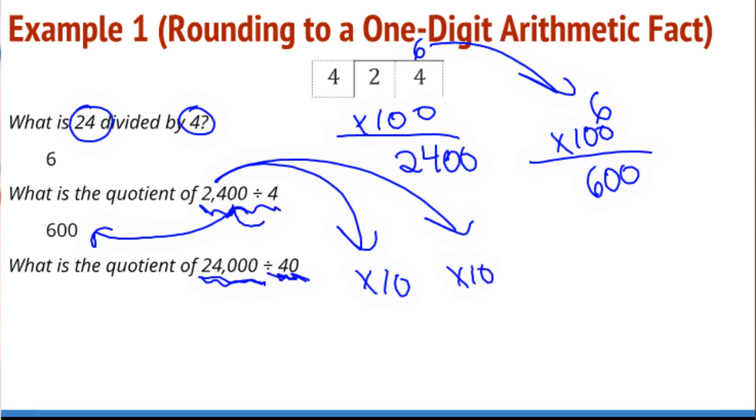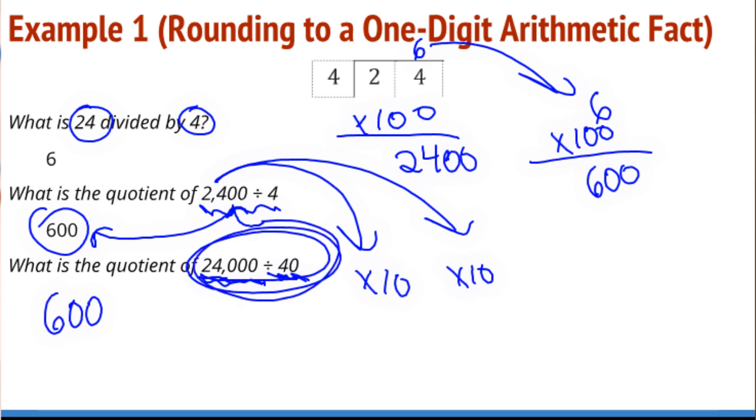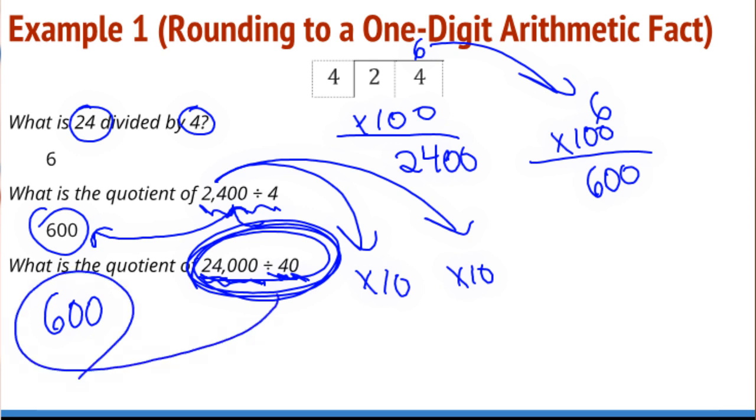Because I have multiplied the dividend and the divisor by the same number, the quotient will remain the same. It stays the 600. So I'm back up to my original problem right here. Well, my estimated original problem. And I have an estimated quotient of 600.